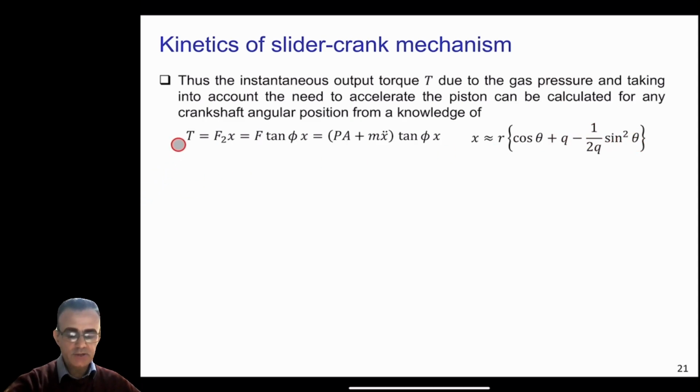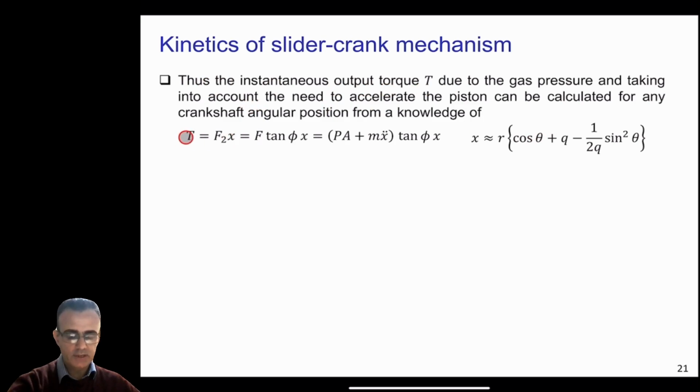So this means that the output torque of the engine depends on P, A, M, where P is the pressure in the cylinder, A is the cross section area of the piston, and M is the mass of the piston here, and in x we have R, which is the length of the crank, and Q is the length ratio of the connecting rod and crankshaft here, and theta is any angle. So this means that the instantaneous output torque.